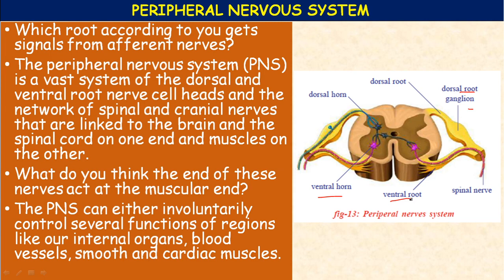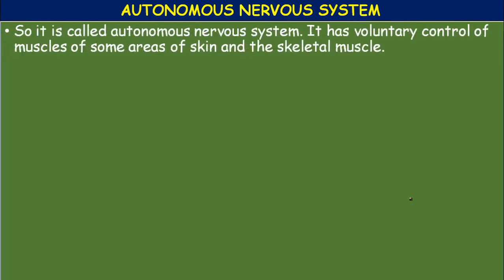Okay, so here are the dorsal and ventral roots. So most of the spinal nerves are mixed nerves. Now let us proceed to the autonomous nervous system.